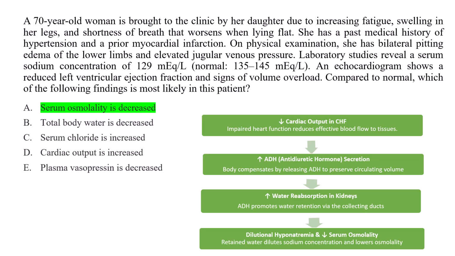The correct option here would be A. Serum osmolality is decreased, and that is because the cardiac output is decreased in congestive heart failure as the impaired heart function reduces effective blood flow to tissues, and the body compensates by releasing antidiuretic hormone to preserve the circulating volume. The antidiuretic hormone promotes water retention via the collecting ducts in the kidneys, and the retained water dilutes sodium concentration and lowers osmolality.